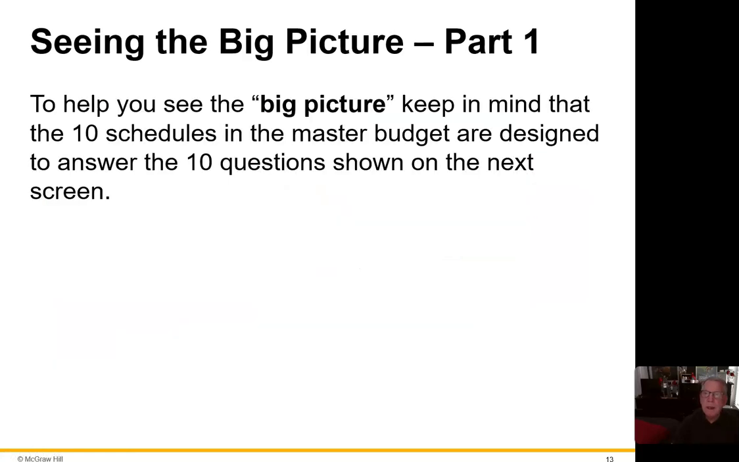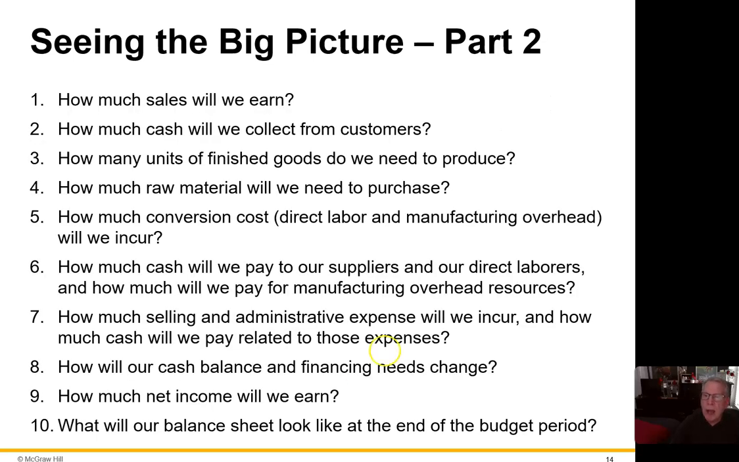Okay. So, seeing the big picture. To help you see the big picture, keep in mind that the 10 schedules in the master budget are designed to answer the 10 questions shown on the next slide. Okay, 1, how much sales will we earn? 2, how much cash will we collect from our customers? 3, how many units of finished goods do we need to produce? 4, how much raw material will we need to purchase?